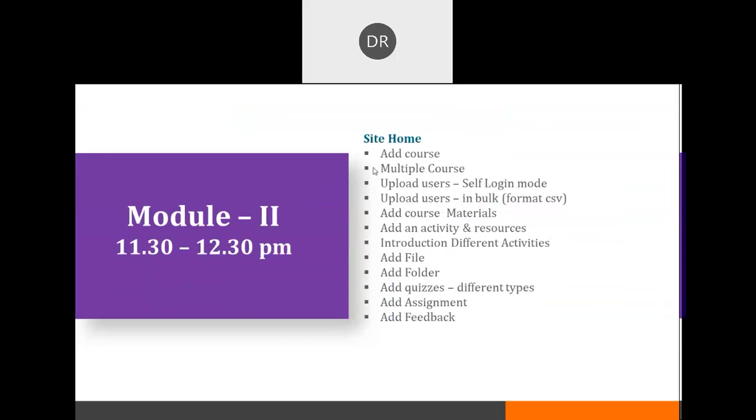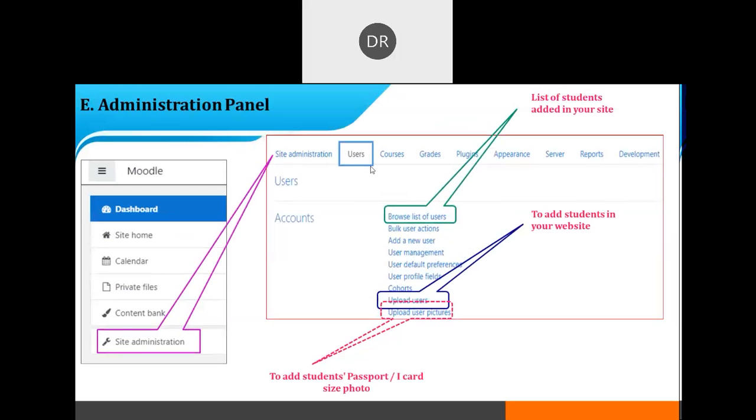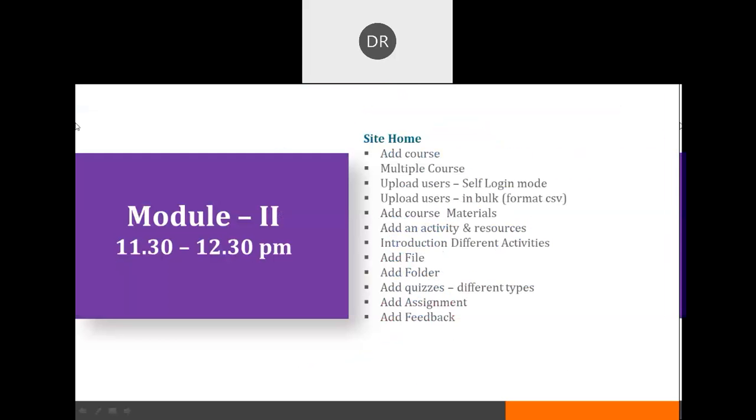So in the first module we have learned how to create the website, what are the different settings, how to register the website, and what are the steps involved to enroll the students. So 3 to 4 things we have seen in the first module. Now in the second module, that means we have created the website, now we have to go inside the Moodle.